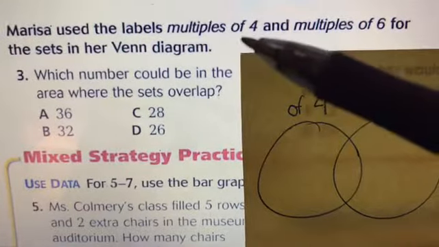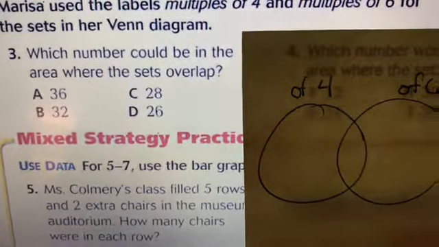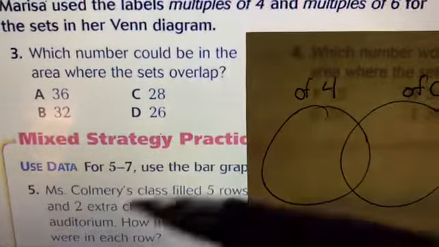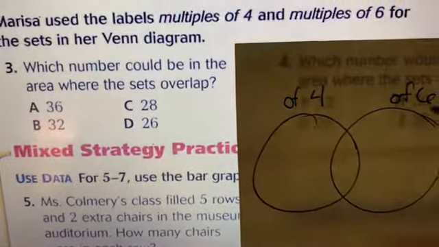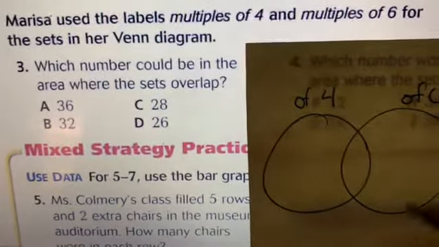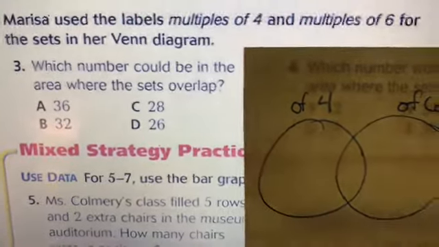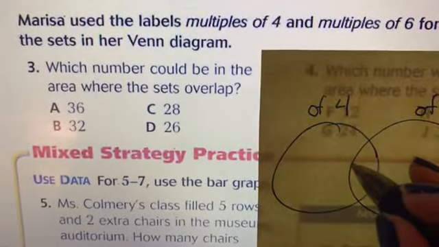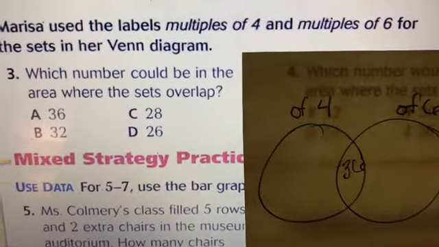Now remember, we're looking at multiples. So is 36 a multiple of 4? Well, I know 4 times 8 is 32. Not quite there yet. Let's see, 4 times 9 is 36. So 36 is a multiple of 4, but is it a multiple of 6? Let's see. I think 6 times 6 is 36. So it is a multiple of both, which means that it belongs in the middle, right, where they overlap. Let's write 36. Let's go ahead and check the other numbers just to make sure.